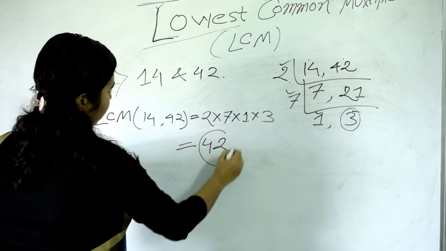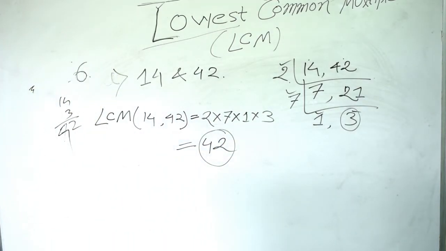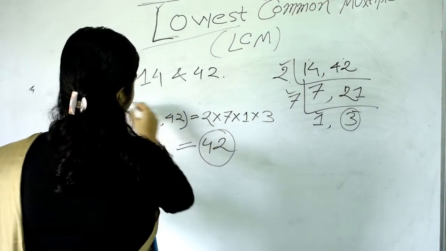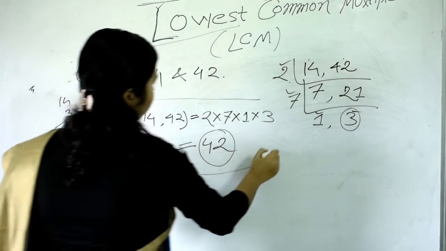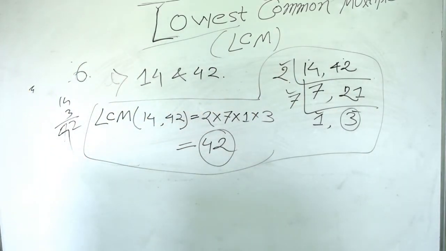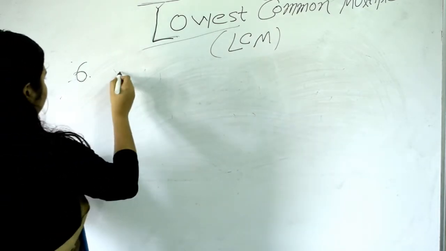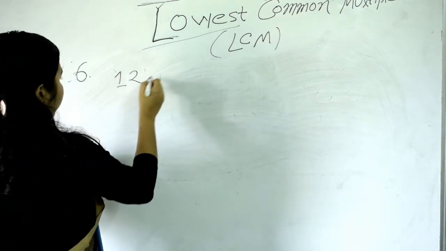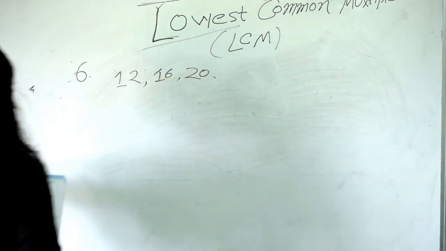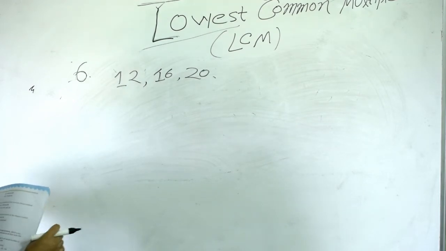So our answer is 42, the least common multiple of 14 and 42, and this process is known as the division method. Next, take three numbers: 12, 16 and 20, and find the LCM by the common division method.